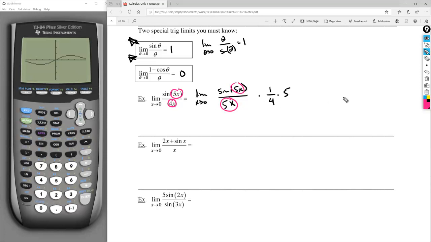the denominator. And as I know, I can take a scalar out of a limit, so this 5/4 can go outside of my limit. I have sine of 5x divided by 5x. I know that all of this will be 1, and so my final answer is just 5/4. And again, I know this is 1 because this is my special trig limit.